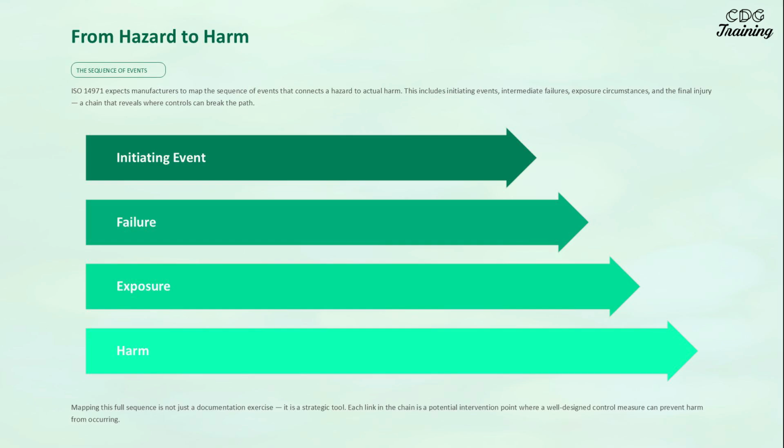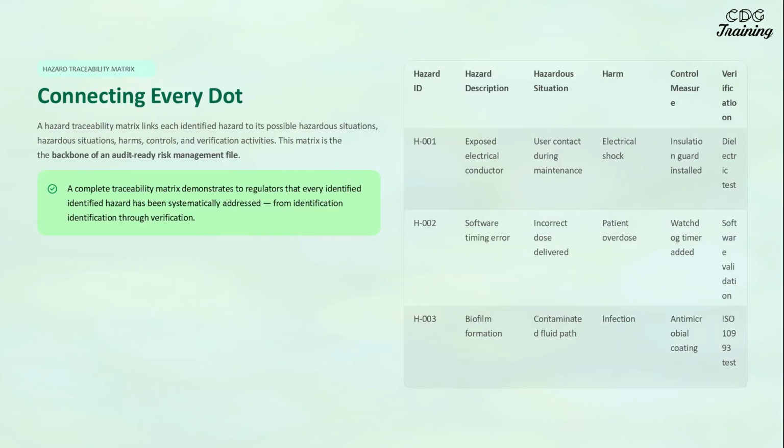This chain reveals where control measures can prevent harm, making it a strategic tool. A traceability matrix links each identified hazard to its possible situations and controls. This matrix is crucial for demonstrating to regulators that every hazard has been addressed.